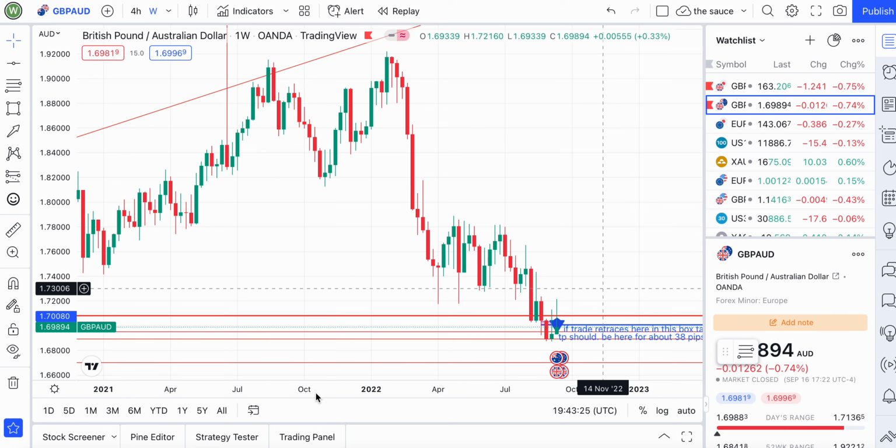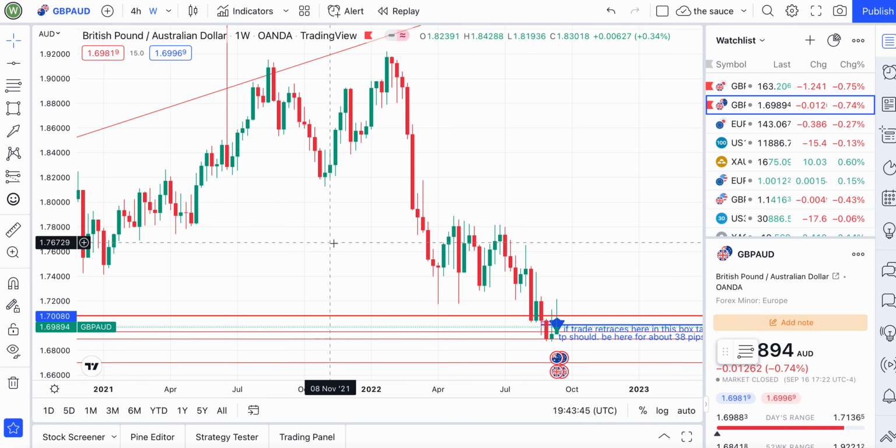I've been focusing on the GBP pairs recently because I've changed my trading time to the London session, so I focus mostly on GBP pairs and indices such as US 30 and NAS 100 and a little bit of gold and silver. Now this is the weekly time frame of the GBP AUD chart.